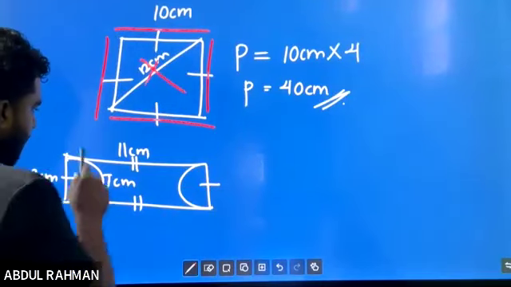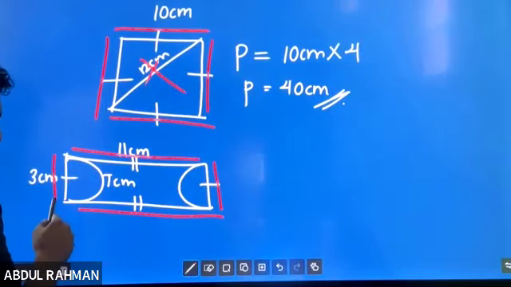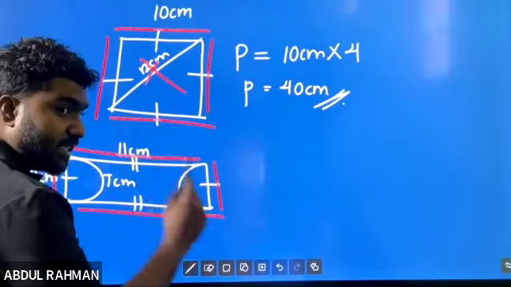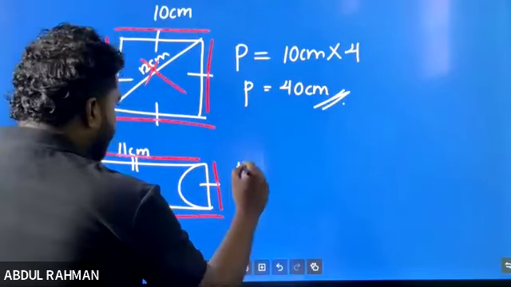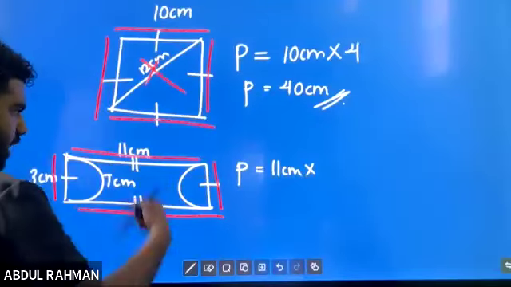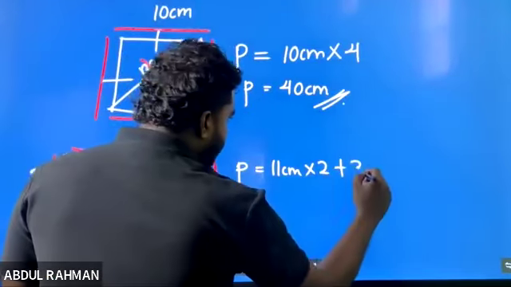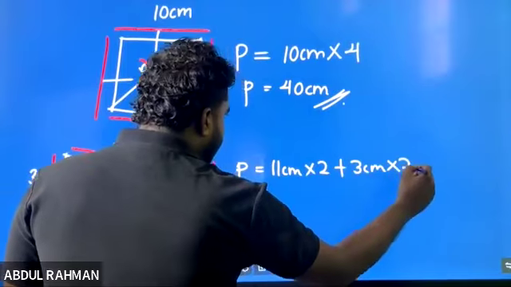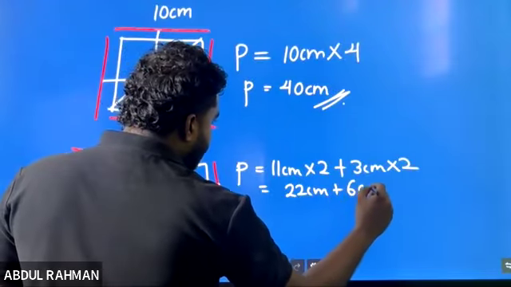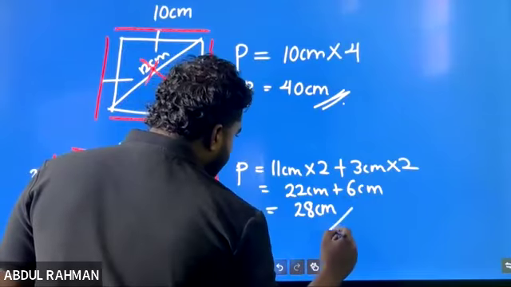Look at the board. This is an outside. This is an outside. This is an outside. This is an outside. I can't add this 7 also because it is inside the diagram. I can write P is equals to 11 centimeter, that is repeating twice, so I can multiply it by 2, plus 3 centimeter, that is also repeating twice, so I can multiply that by 2. This is 22 centimeters and this is 6 centimeters. Altogether, the answer is going to be 28 centimeters.